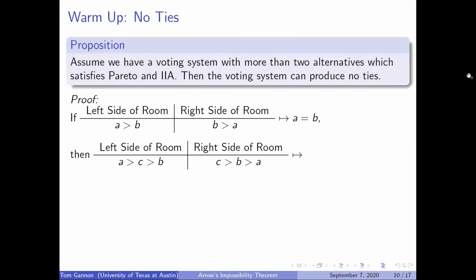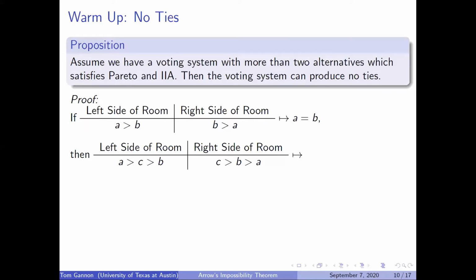So let's just do a warm-up. Well, I'll do the first one and you guys can talk about the second one. So let's see what happens when the voting system votes like this. Let's pretend that the same group of people, which I called the left side of the room, votes A over C over B. And the right side of the room votes C over B over A.